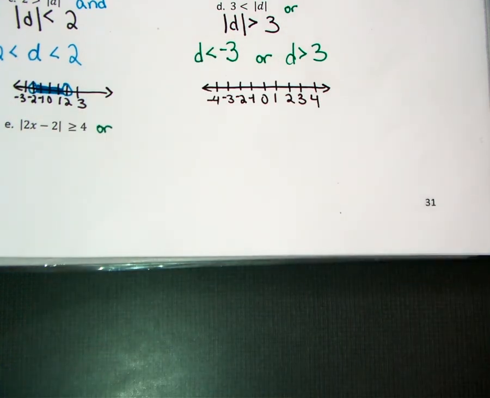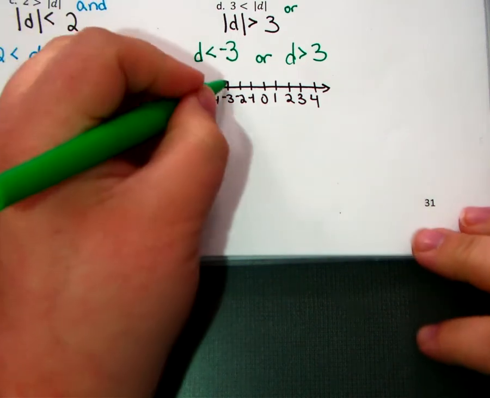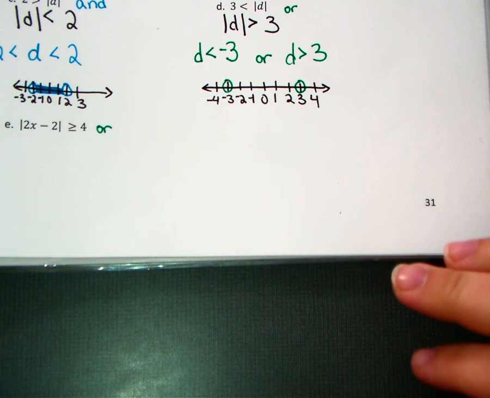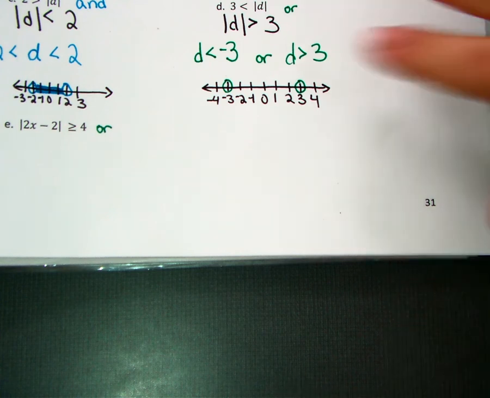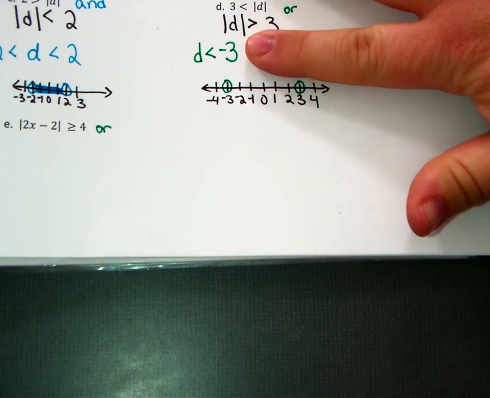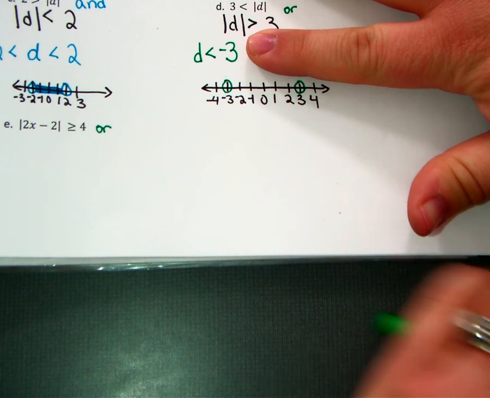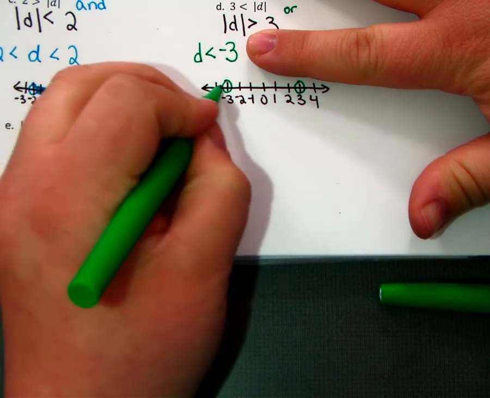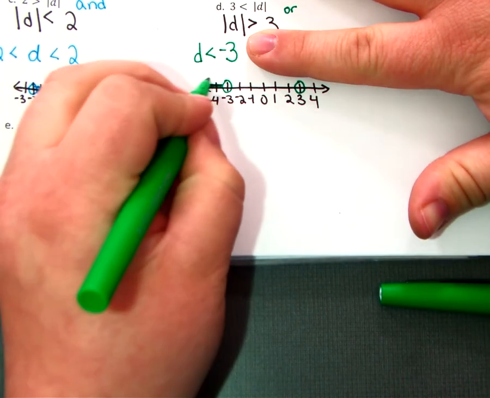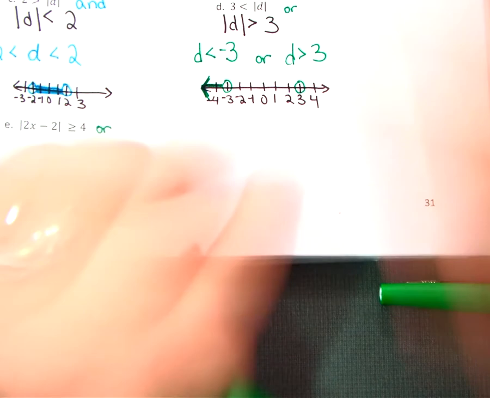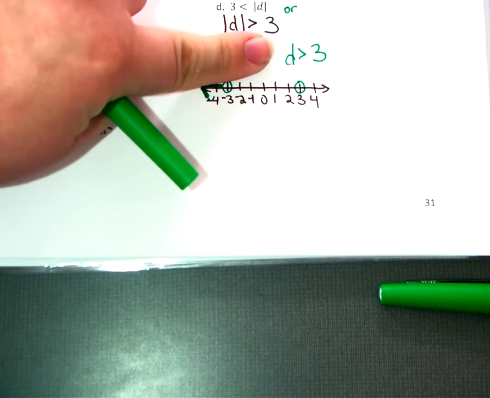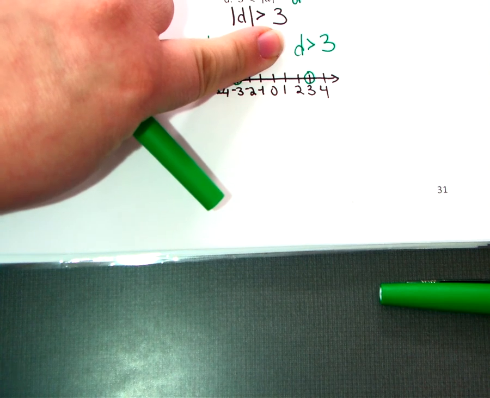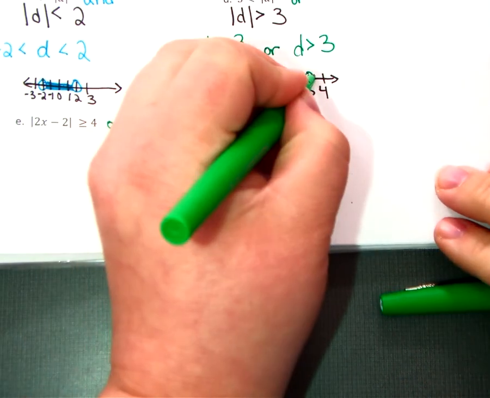I'm going to use open dots on both -3 and +3. Now this is an OR problem. So D is less than -3. It is in the same form as variable inequality number, so I will shade to the left. D is greater than 3. It is in the correct form, variable inequality number, so I will shade to the right.